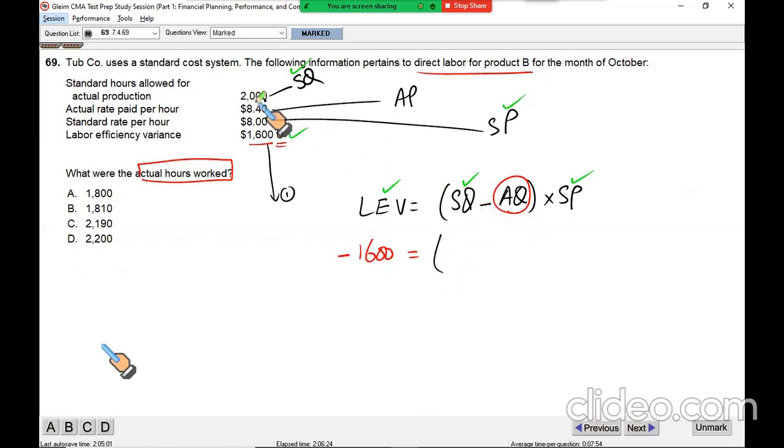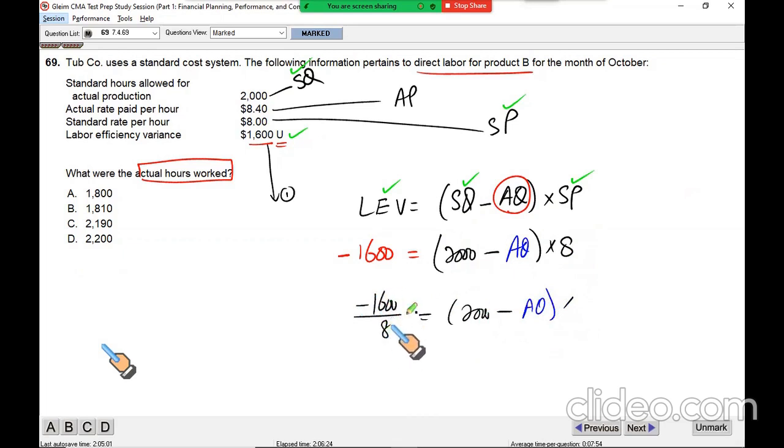Standard quantity, as per the information, you should have used 2,000 labor hours. Actual quantity is missing. That's what we need to find out. And standard price is given as $8. Just simplify. It's going to be 2,000 minus actual quantity into standard price. The 8 will become the denominator here, 1600 upon 8.